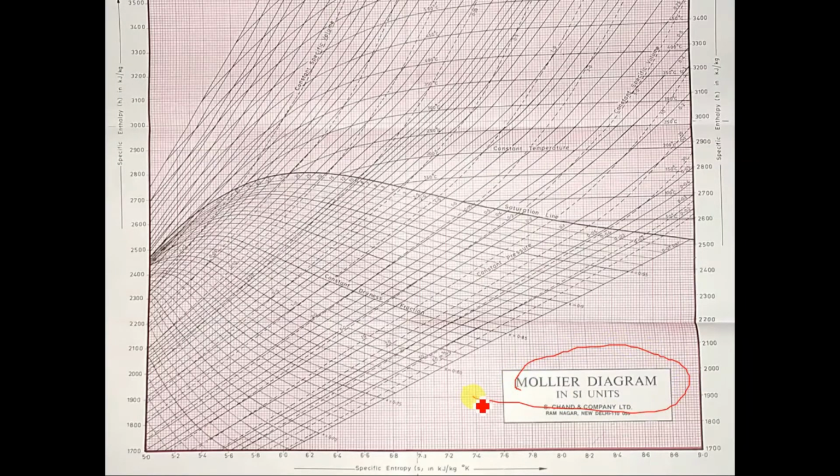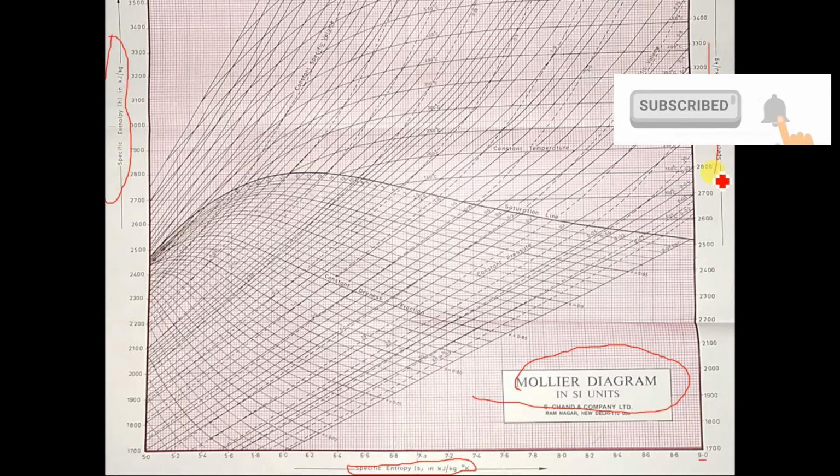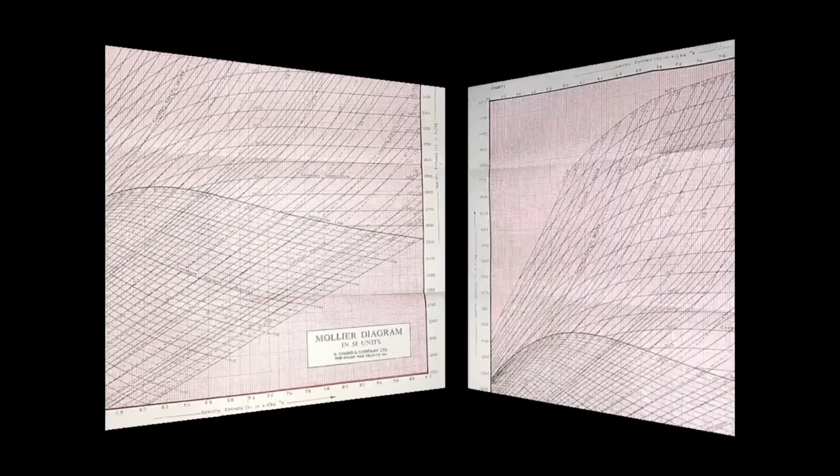In the Mollier diagram, on the x-axis we have entropy in kilojoule per kg Kelvin. It starts from 5 kilojoule per kg Kelvin to 9 kilojoule per kg Kelvin. Similarly, the top also has specific entropy. On the y-axis we have specific enthalpy in kilojoule per kg, and similarly on the left side. It starts from 1700 up to 4200. This is only half of the Mollier chart. The next half we will see in the next slide.